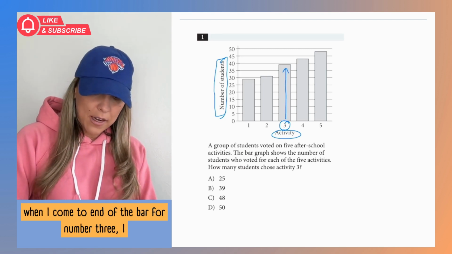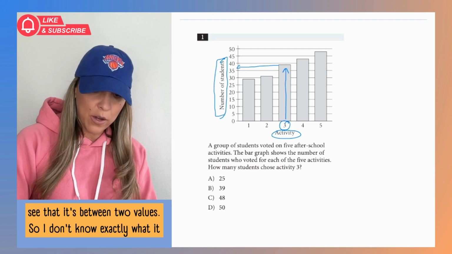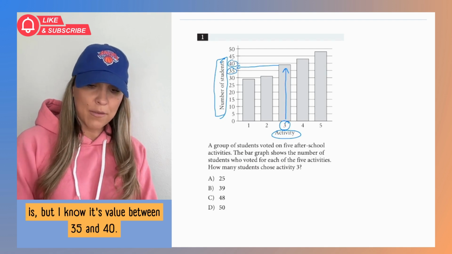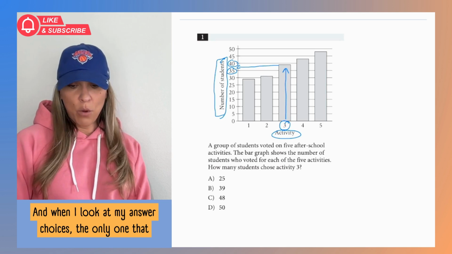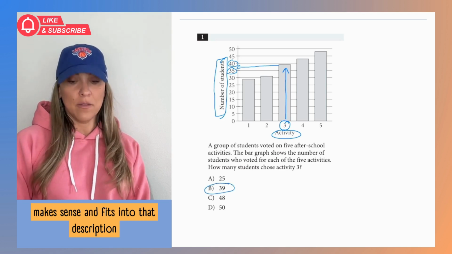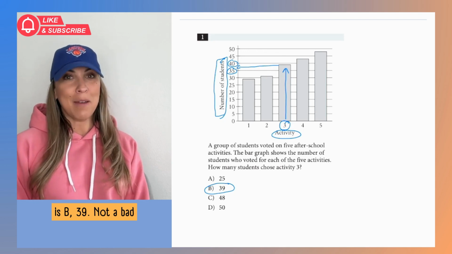When I come to the end of the bar for number 3, I see that it's between 2 values. So I don't know exactly what it is, but I know it's a value between 35 and 40. And when I look at my answer choices, the only one that makes sense and fits into that description is B, 39. Not a bad start, right?